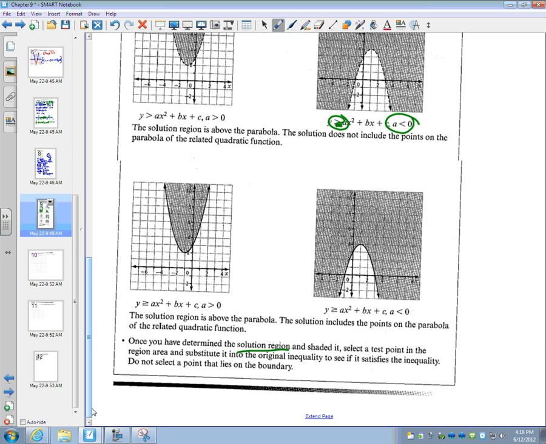Okay, once you have determined the solution region and shaded it, you have to select a test point. So if this is the region, I could select this test point or that test point, any test point within here, and I'm going to test it back into my original inequality to make sure that it's true. Just make sure you don't select a point on the boundary.